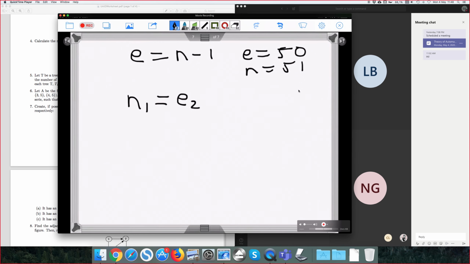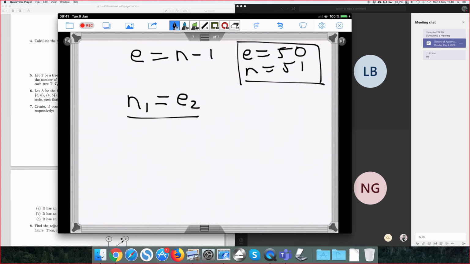Well, for T, we already have the answer. The number of edges is 50, and that implies that the number of vertices is 51. And we have this condition here. We also know that E1 is equal to N1 minus 1, because T1 is a tree. And we also know that E2 is equal to N2 minus 1 because T2 is a tree as well. This is from the properties of trees. Any tree verifies this property.